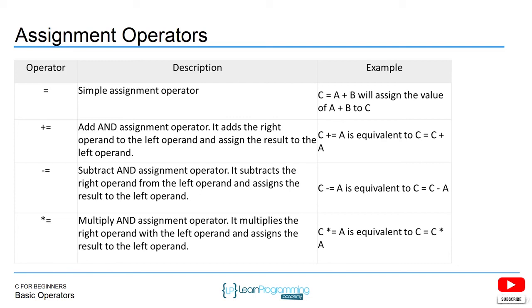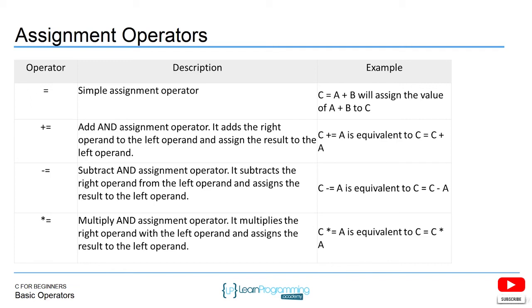Minus equals is the exact same thing, except you're subtracting, and then you're assigning. So you subtract the right operand from the left operand and then assign the data. So if you say C minus equals A, it's really C equals C minus A. It's kind of a shorthand notation, these plus equals and minus equals. You can write things a little faster because you do two operations essentially in one single statement.